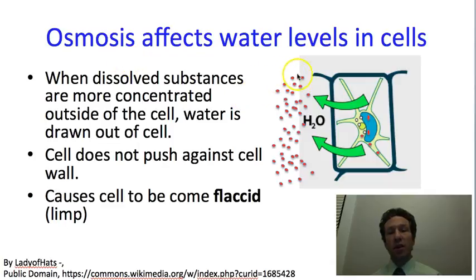In the first scenario, let us imagine that we have a lot of a dissolved substance outside of our cell, and we don't have very much of it inside. We have just a little bit. In this case, let's assume that this dissolved substance does not cross the cell membrane very effectively. So it's pretty much stuck out here.